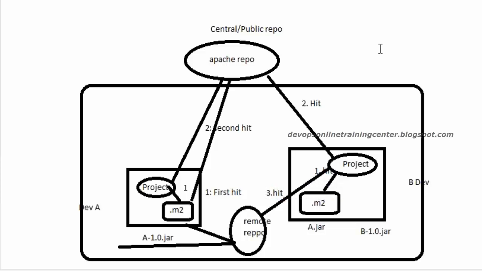Okay, so the first hit is, if a.jar is there in my dependency, my Maven pom.xml will first look into .m2. Okay, it is not there, so it failed. Second hit, it looks into the Internet Apache repository. Of course, it is not there. That's your own company jar. Okay, it will fail. And the third hit is going to be a remote repository.